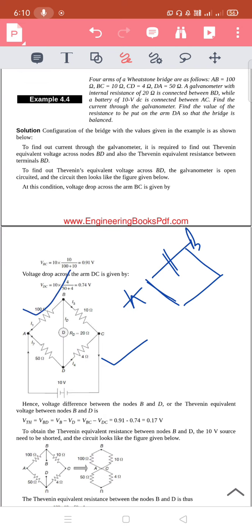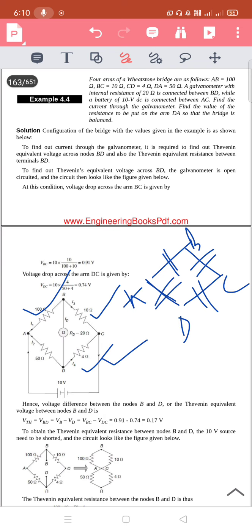BC contains 10 ohm here, and CD contains 4 ohm. So C here, D. CD contains 4 ohm here, and DA contains 50 ohm. DA contains 50 ohm here, and a galvanometer is connected between B and D.